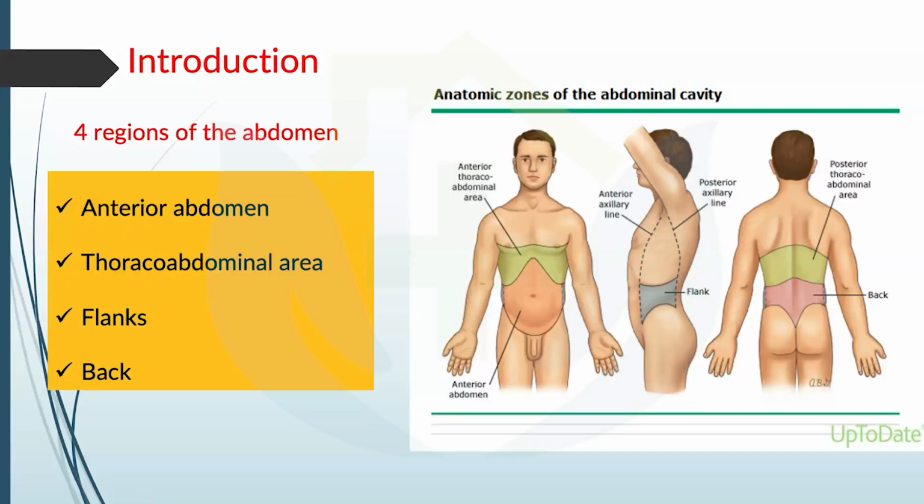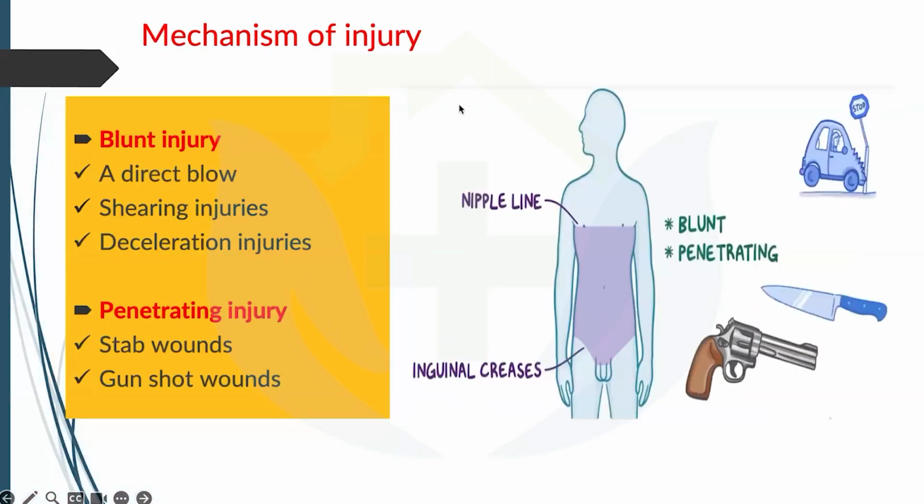So the abdomen can be divided into regions: the upper abdominal part, the anterior thoracoabdominal area, the posterior thoracoabdominal area, the two flanks, and the back. Mechanism: it could be blunt trauma, like a passenger sitting inside a vehicle, getting crashed into some other vehicle or some heavy vehicle, and getting trauma in the anterior, posterior or side part of the abdomen without any penetrating injuries. There can be penetrating injuries as well.